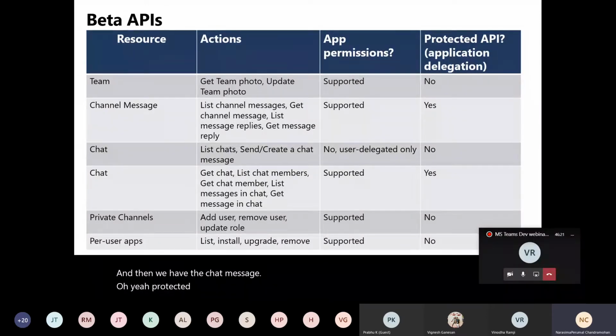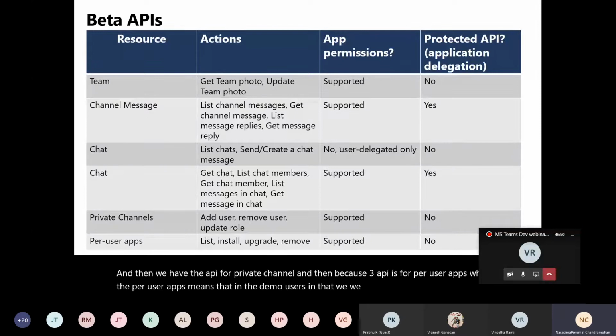You can go to the particular chat and get the entire chat conversation for that particular chat. It is possible. And then we have the APIs for private channel. And then we have the APIs for per user apps. What the per user apps means is that in the demo, you have seen that we have added some apps to the teams. Similar to adding apps to the teams, you can add apps for the users also.